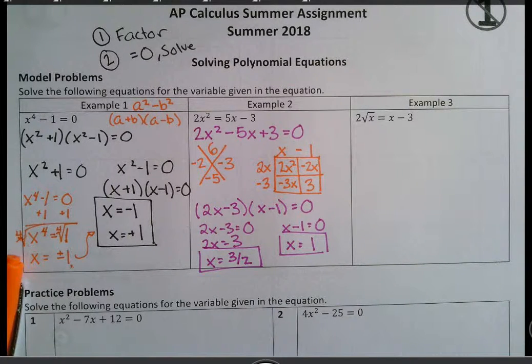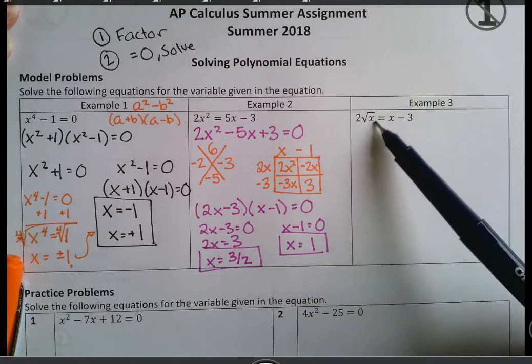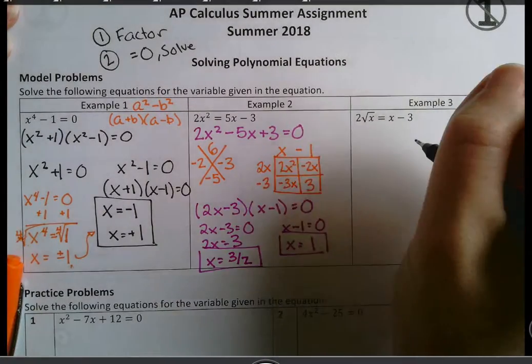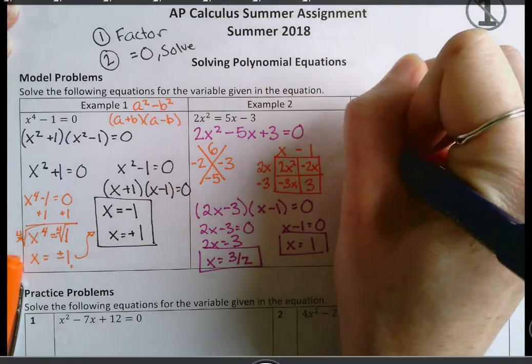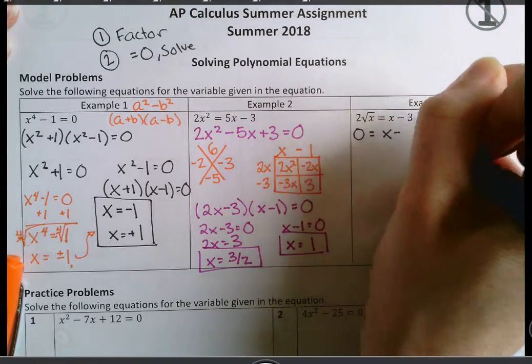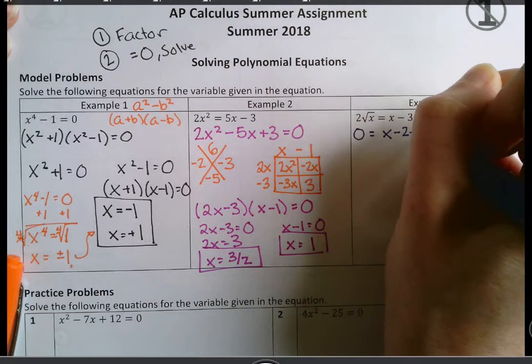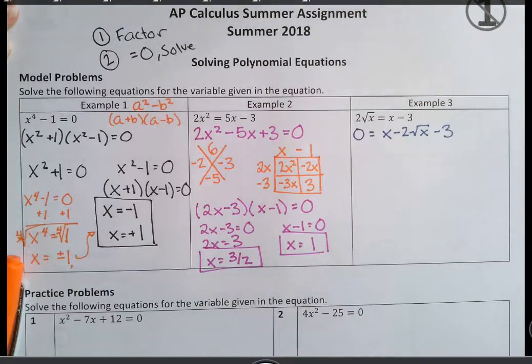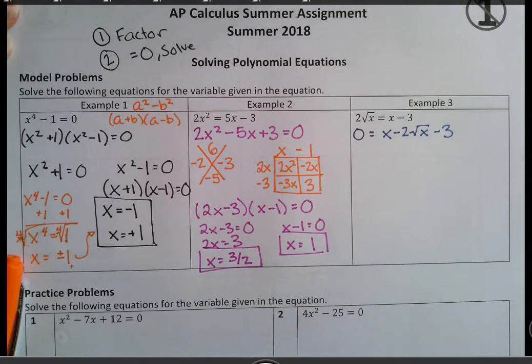Alright, and the last example, 2 root x equals x minus 3. So we see that square root and we're like, things are getting a little wonky, but what I want to do is just the same thing. I'm just going to get this equal to 0 first. So if I take that over, I end up with a 0 is equal to x minus 2 square root x minus 3.